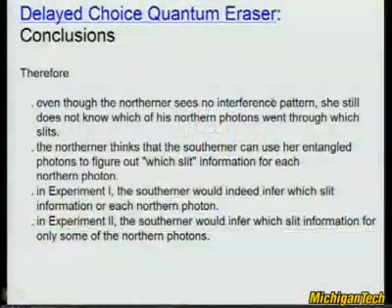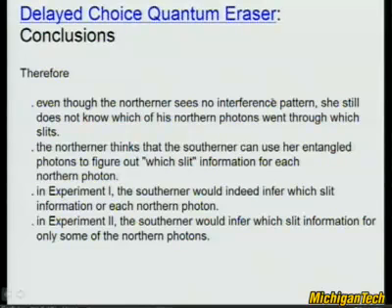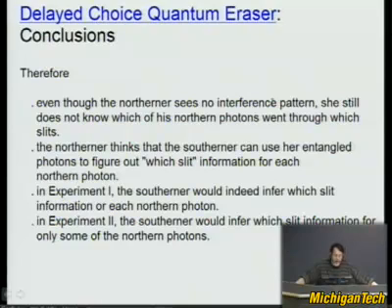Therefore, even though the northerner sees no interference pattern, she still does not know which of her northern photons went through which slits. All the northerner knows is that which-slit information appears to be available to the southerner through entangled photons. The northerner thinks that the southerner can use her entangled photons to figure out which-slit information for each northern photon. In experiment 1, the southerner would indeed infer which-slit information for each northern photon, for each one. So the southerner knows every slit in experiment 1 that the northern photons went through.